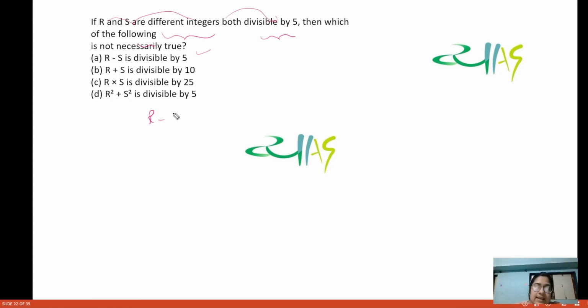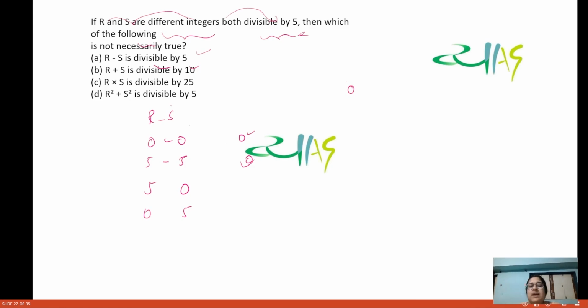Now you have R and S and both are divisible by 5. So R and S can be numbers that both end in 0, or both end in 5, or one ends in 5 and the other ends in 0. Okay? So see, now it is asking whether R minus S is divisible by 5. If both end in 0, then any number will definitely have 0 at the end, so that number will be divisible by 5. Then 5 minus 5 will again make the unit digit 0.